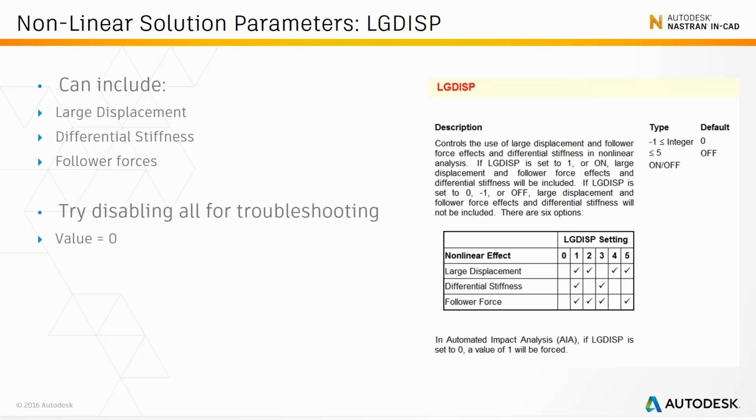Another nonlinear solution parameter is LGDISP. LGDISP is the large displacement parameter, really, and you've got an option to turn large displacement on or off when you're defining the nonlinear study as well. But this can be changed directly inside the parameters environment. So turning this off using a 0 value effectively means that large displacement, differential stiffness, and the follower forces won't be taken into account when you're running the analysis. So that's something to keep in mind as well.